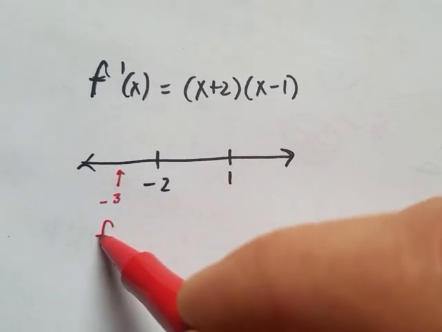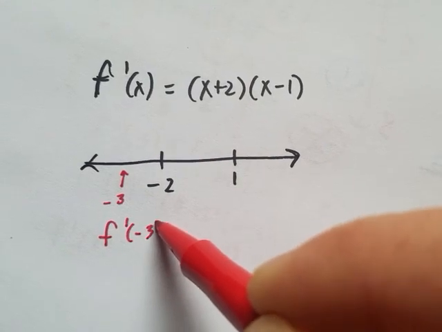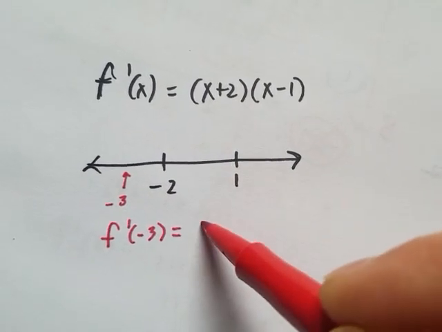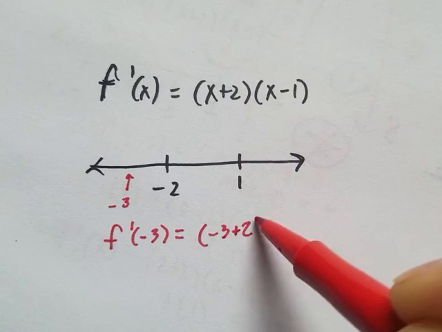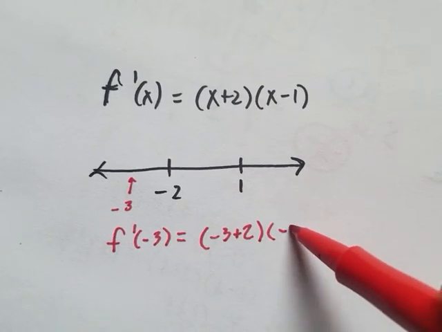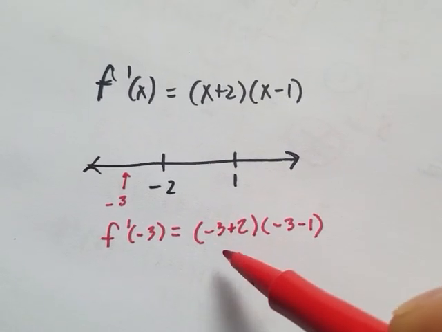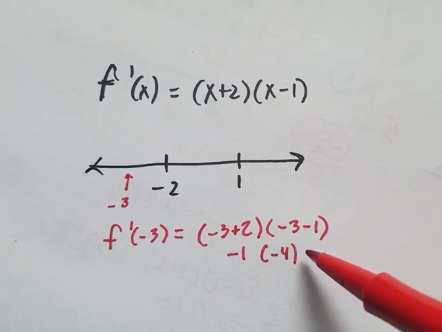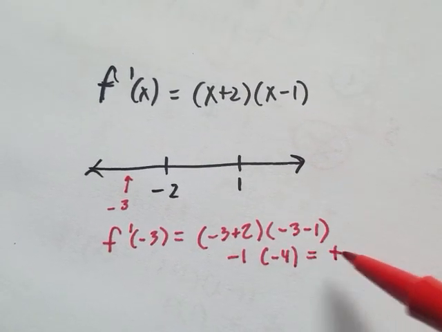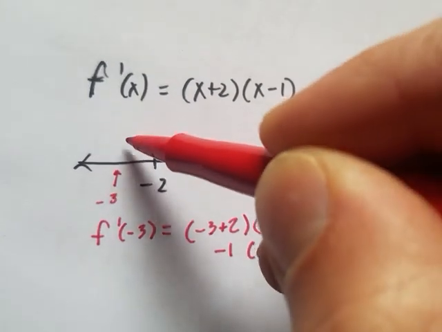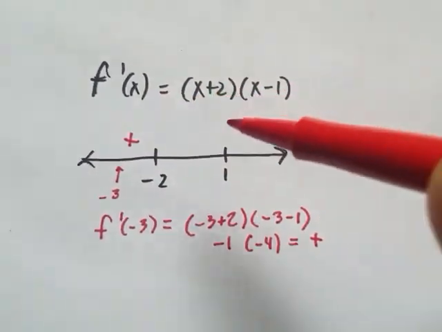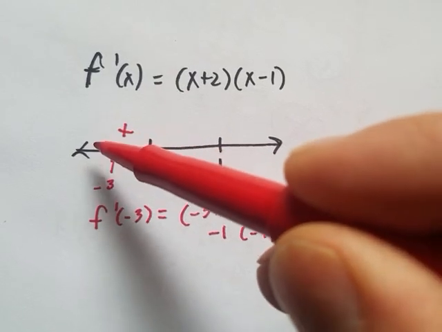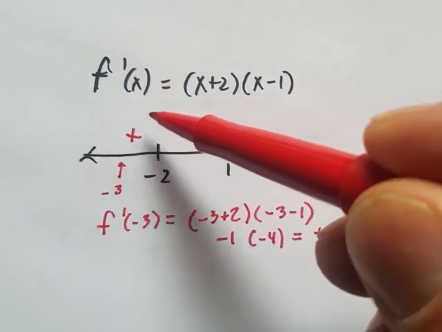So let's find the slope at -3. All we have to do is plug in -3 to our derivative. We don't even need to know what the original formula was. And if we do that math, we get something like -1 times -4, which is going to give us a +4. We don't even need to know the 4, we just needed to know that that was positive, because every value in this range is therefore going to be increasing.